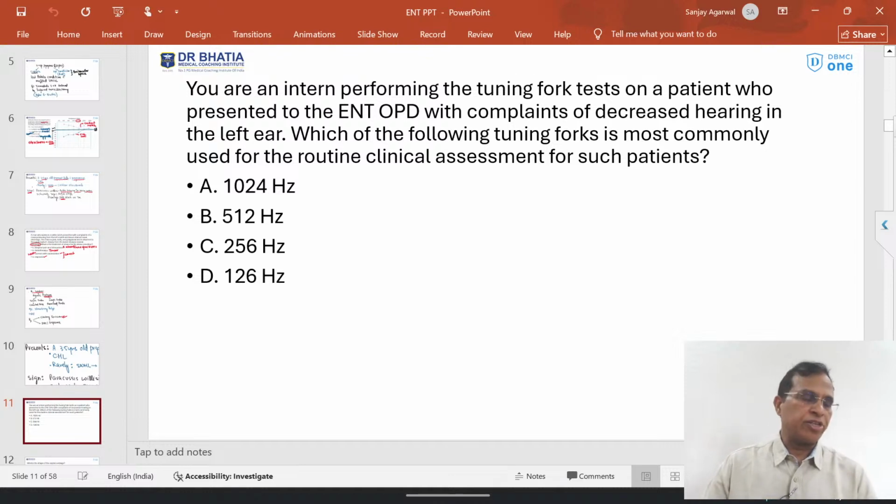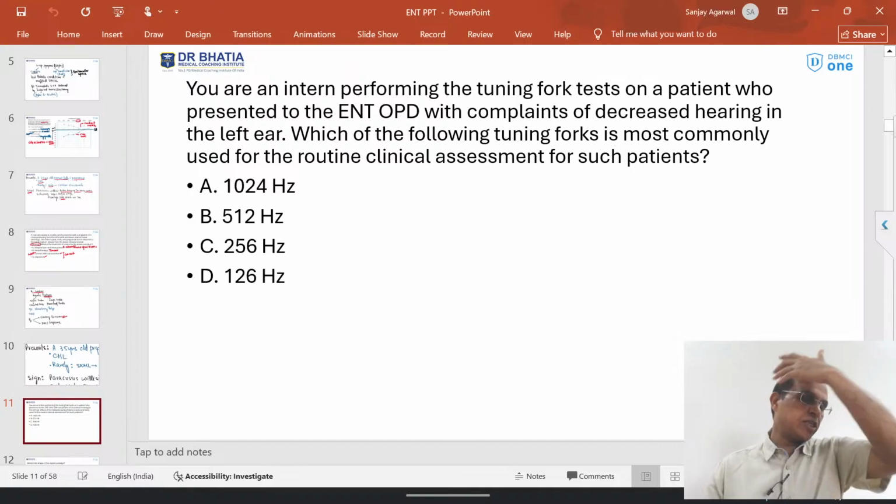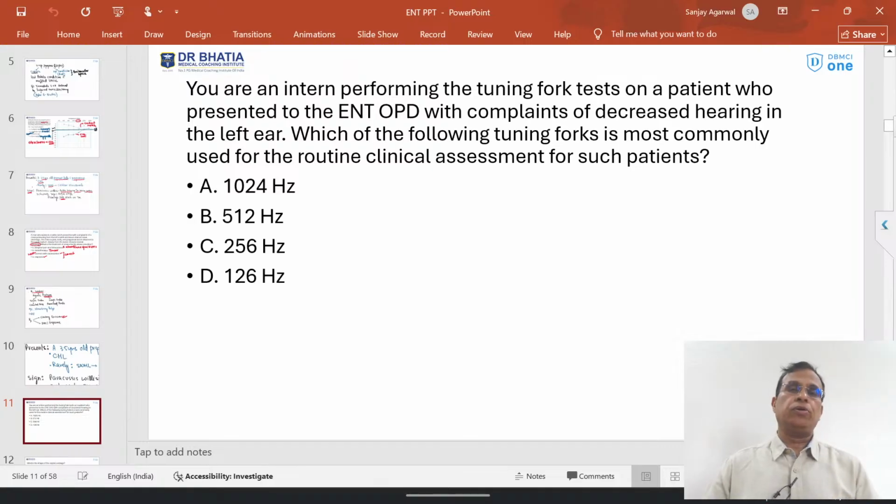Basically, it's a very straightforward, simple question. Which is the most commonly used frequency in a tuning fork? So what is your answer, guys? Very straightforward, simple. Either you know or you don't know such questions. So the most commonly used frequency in a tuning fork is 512 hertz. Straightforward. Now why 512 hertz?